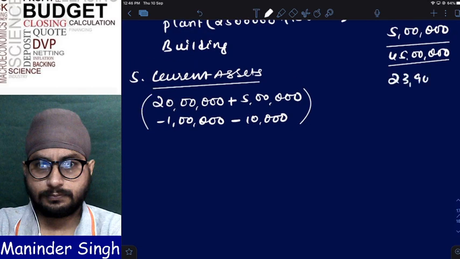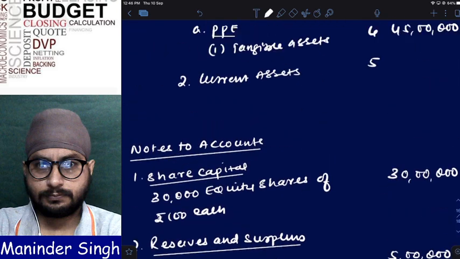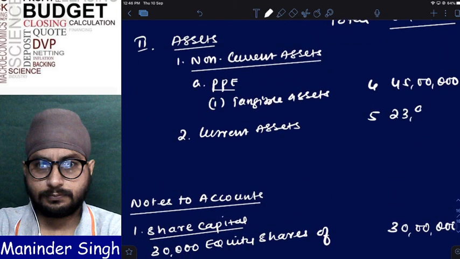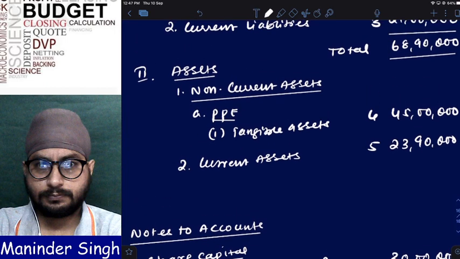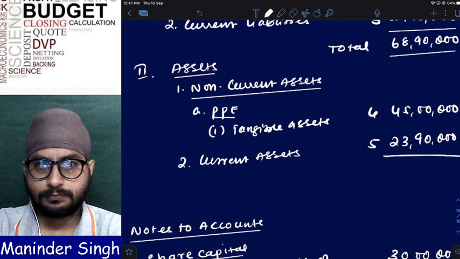23 lakhs 90,000. So what I'll do, I'll go here and write 23 lakhs 90,000. Tell me how much should be the total now? Same, right? So total will be how much? 68 lakhs 90,000. Clear? This type of problem you will get for full solid 20 marks.